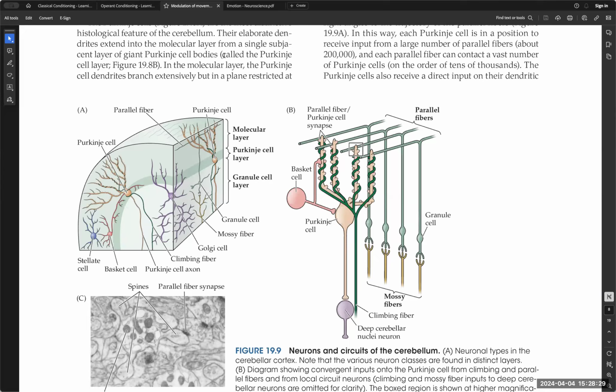So what happens here? What really happens here? What's really of key importance for us to understand is that again the input comes from the mossy fibers. It excites granule cells and excites deep nuclei of the cerebellum at the same time.